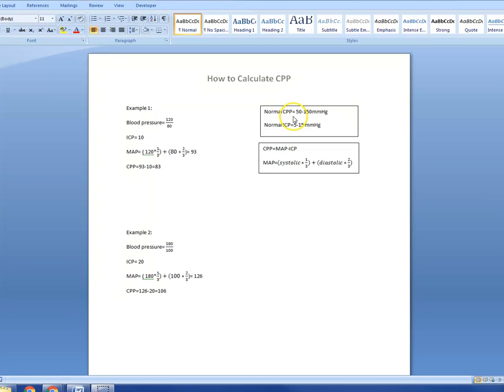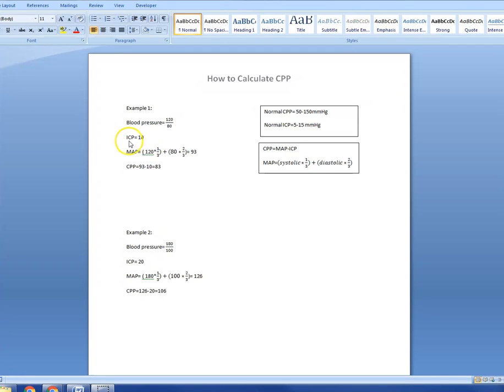Normal cerebral perfusion pressure is between 50 and 150, and normal intracranial pressure is between 5 and 15. The way that we calculate our cerebral perfusion pressure is our mean arterial pressure minus our intracranial pressure. And our mean arterial pressure is calculated as 1/3 of the systolic value of blood pressure and 2/3 of our diastolic value.